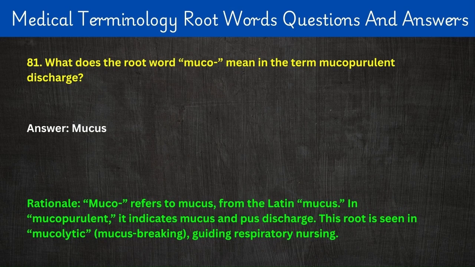81. What does the root word muco mean in the term mucopurulent discharge? Answer: mucus. Rationale: Muco refers to mucus, from the Latin mucus. In mucopurulent, it indicates mucus and pus discharge. This root is seen in mucolytic, mucus breaking, guiding respiratory nursing.